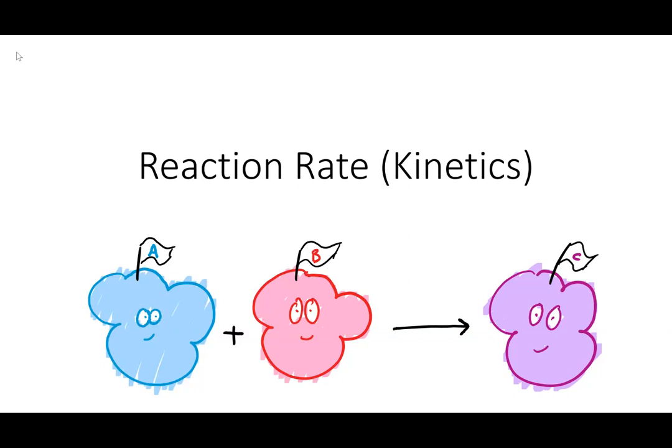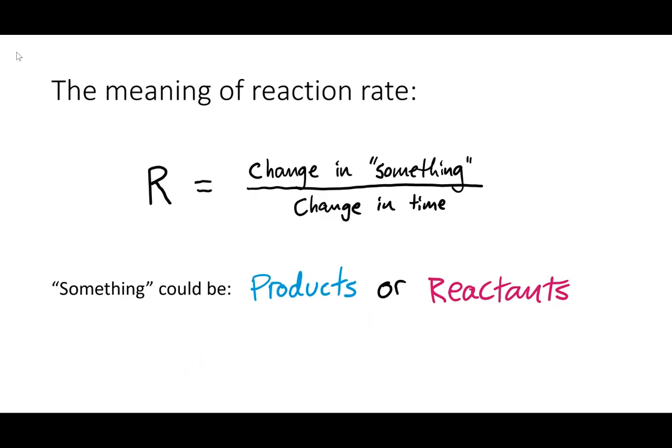All right, let's talk about reaction rates, also known as kinetics. Okay, the meaning of reaction rate. Let's go over this. Reaction rate can be symbolized with R, and that is the change in something over the change in time. And in chemistry, the something could be products or reactants.